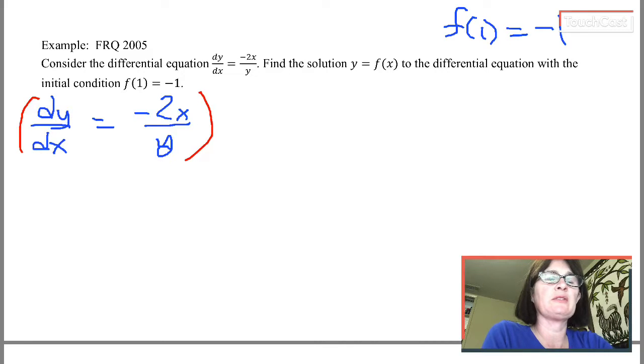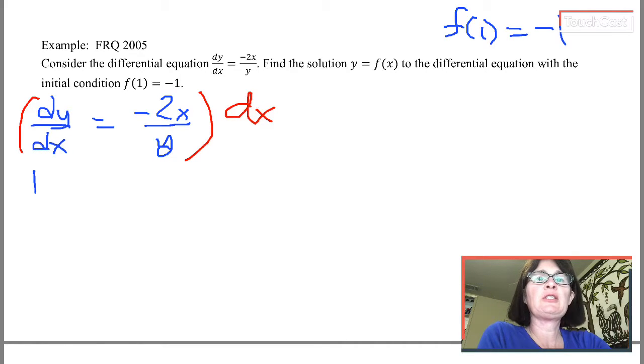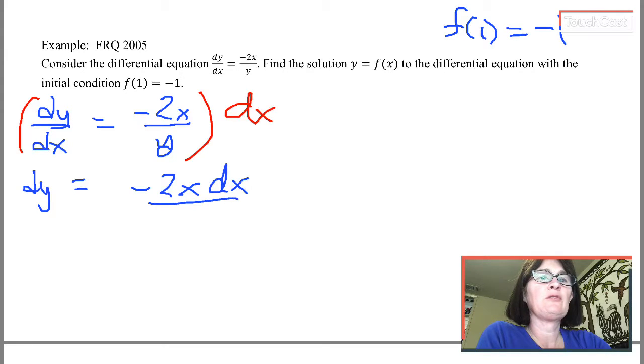My technique for doing that, in cases where I can, and on the AP test it will be a separable differential equation, they won't try to trick you, is to think about multiplying both sides of this equation by dx. My new equation: dy equals negative 2x dx over y.